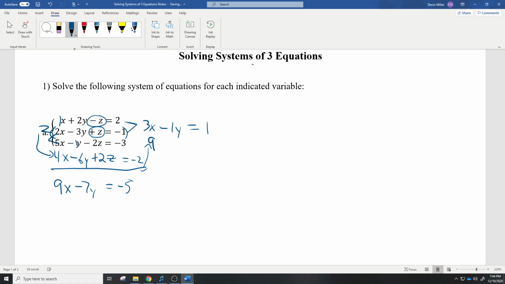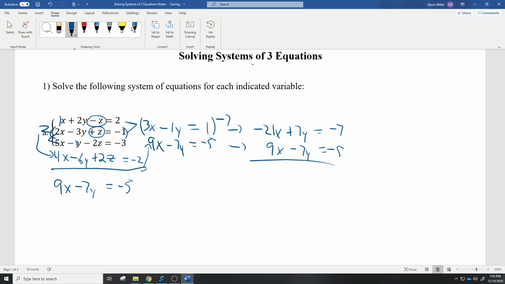So now we know how to solve this. 9x minus 7y equals negative 5. Line them up. Got to make sure we cancel something out here. I will multiply the top equation by, let's get rid of the y's maybe. I'll multiply by a negative 7. That way it becomes a positive 7 up top and negative 7 on the bottom. So my new equation will be negative 21x plus 7y equals negative 7. The bottom one stays the same, 9x minus 7y equals negative 5.